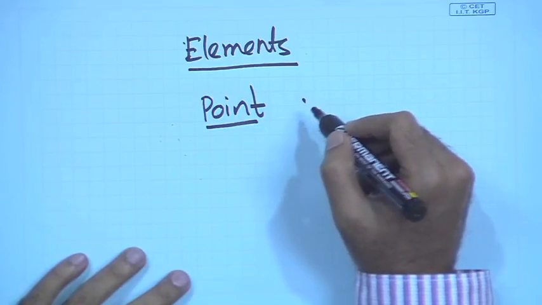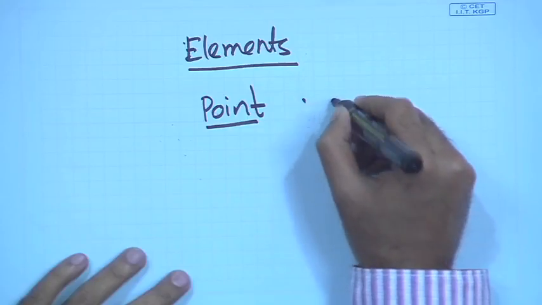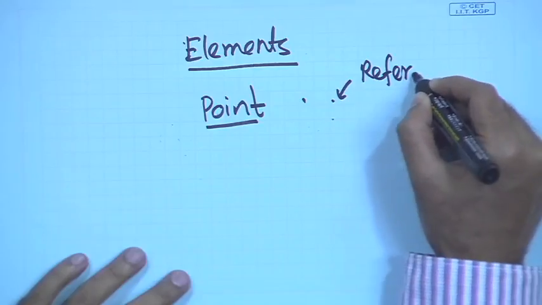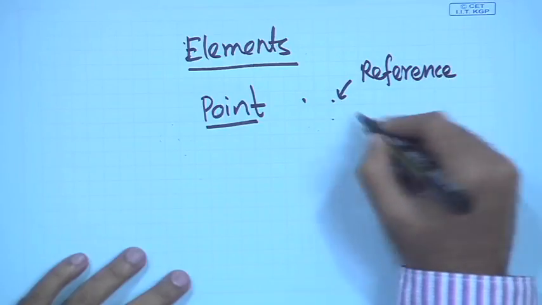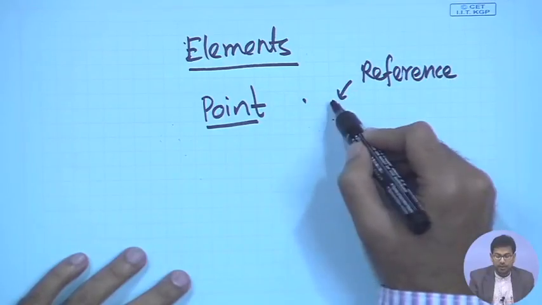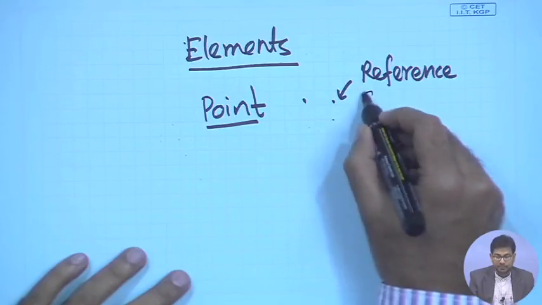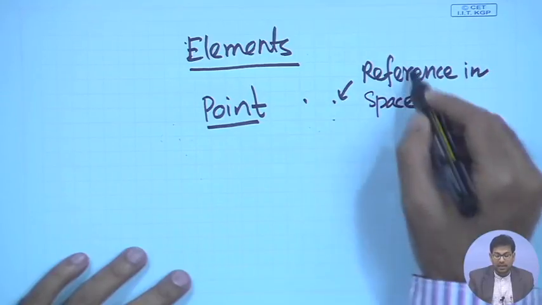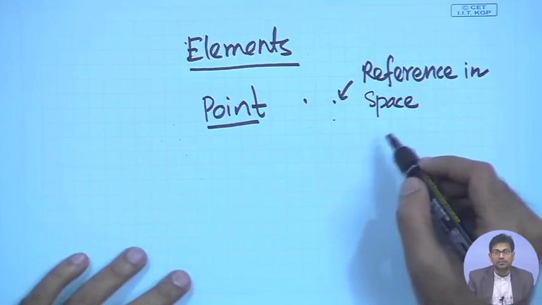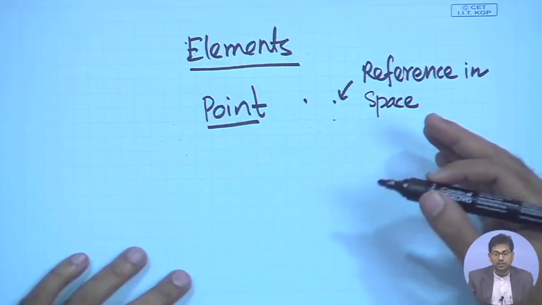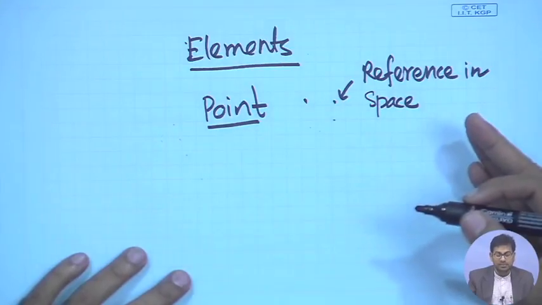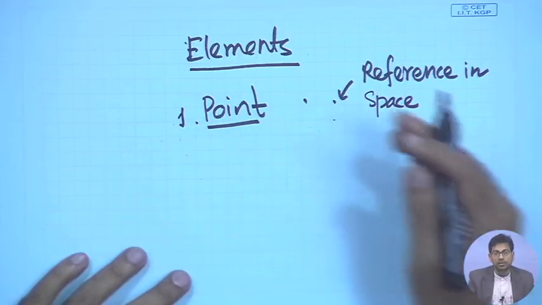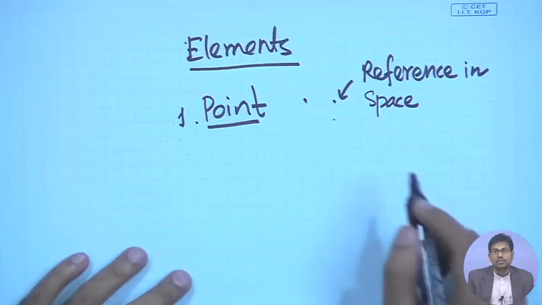Without a point or an entity which we can refer to, so basically this is a reference we talk about. So, to start with, a point is a reference in space, a reference in space that we start with. Without a point, we really do not go forward to any of the elements. So, the first element we talk about is a point, and for visual communication's sake, a point means a lot.